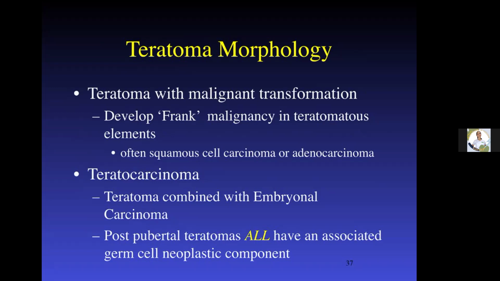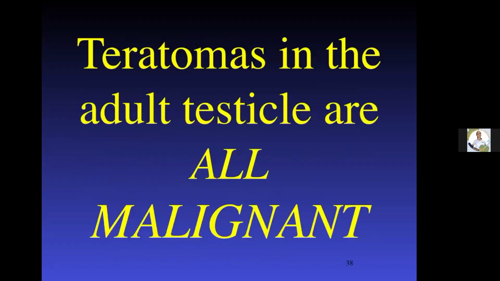Post-pubertal teratomas all have an associated germ cell neoplastic component. Unlike in the ovary, wherein you also have a teratoma, but most of the time in the ovary, the teratomas are benign. The opposite is true with the testis. Teratomas in adult testicle are all malignant. So in the ovary, most of the time they are benign, but in the testis, most of the time they are malignant.